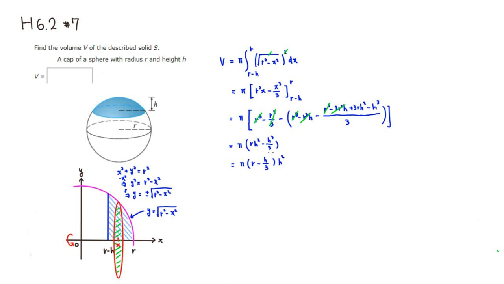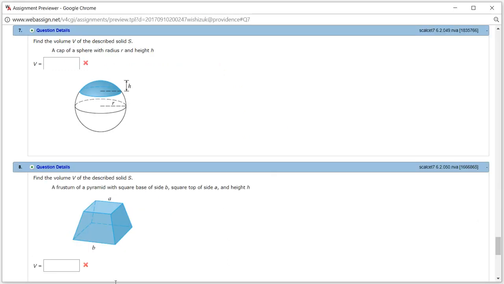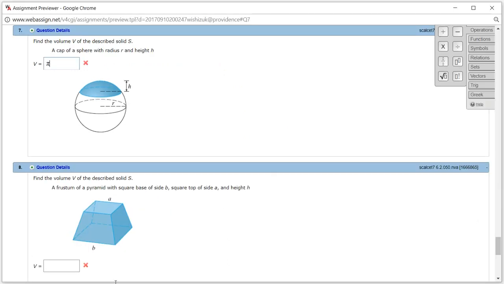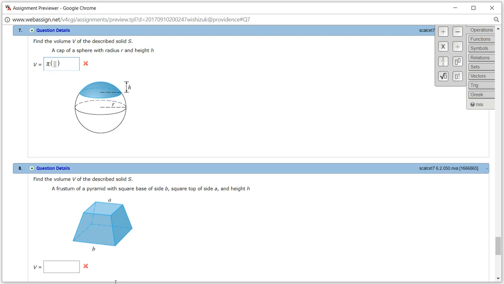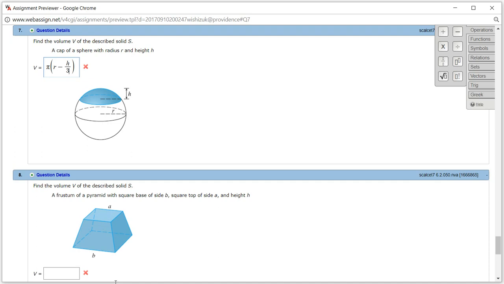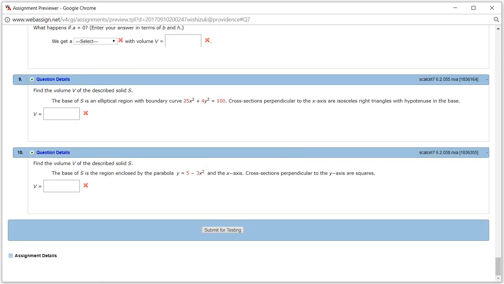Alright, let's type it in. So we got pi times r minus h over 3, multiplied by h squared. Alright, submit for testing.